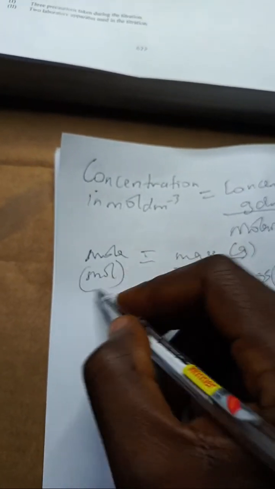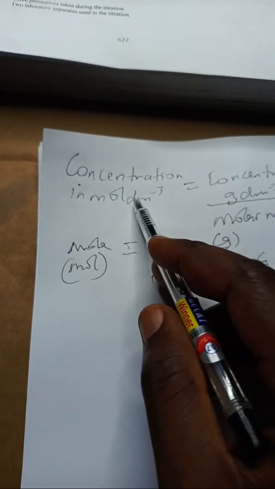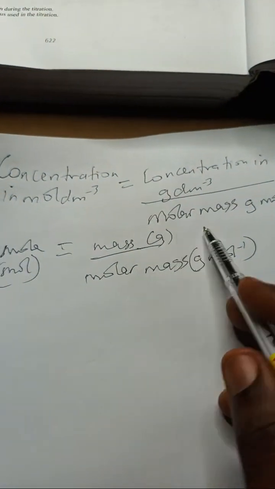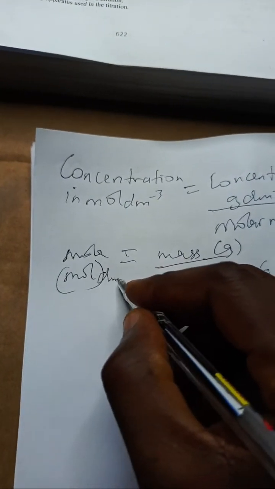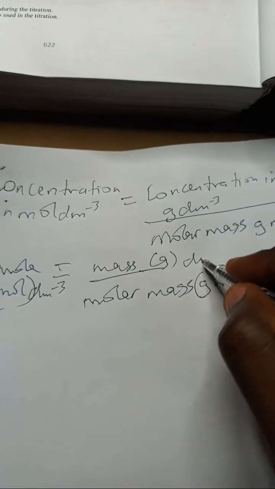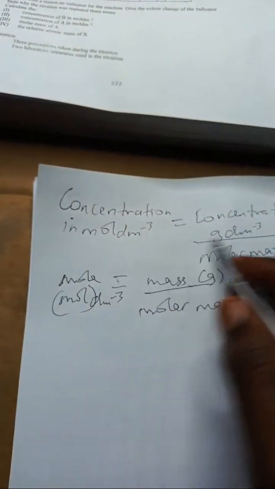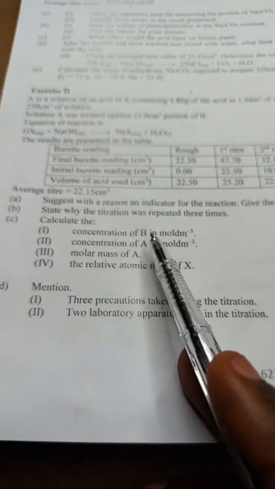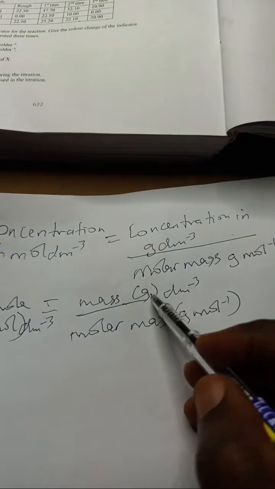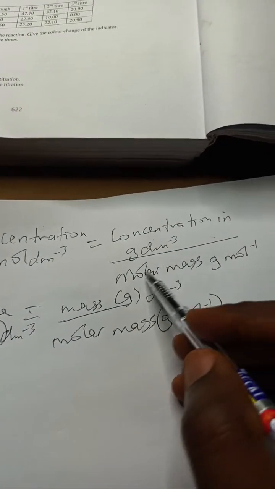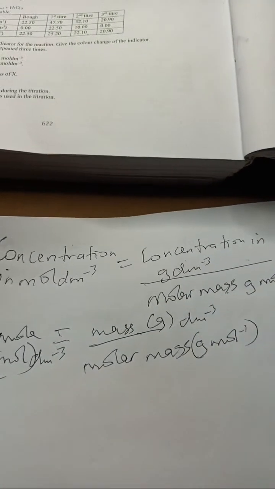Okay? Now, the difference between here and here is that dm cube is added. And dm cube is added over here also. So what we have here is per dm cube. Also per dm cube. And that's from this formula. So we are told to find the concentration of B in moles per dm cube. So all we needed from B, which is sodium hydroxide, is the concentration in grams per dm cube, and we need the molar mass, and we can get that from the question.